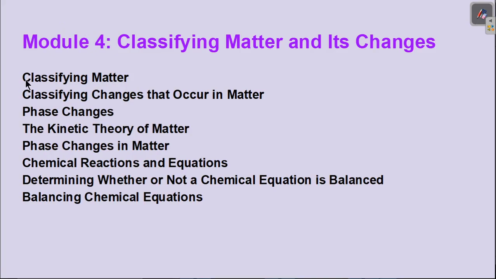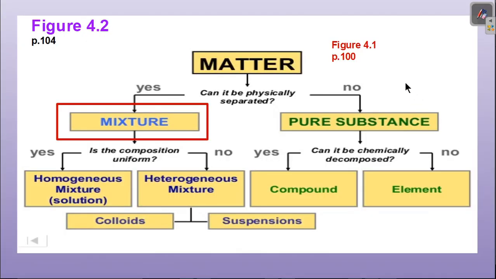So what does the module cover? We're going to learn some more about how to classify matter, classifying changes that occur in matter. We're going to learn about physical changes versus chemical changes, phase changes in matter, the kinetic theory of matter, chemical reactions and equations, determining whether or not a chemical equation is balanced, and balancing chemical equations. So lots and lots of interesting things.